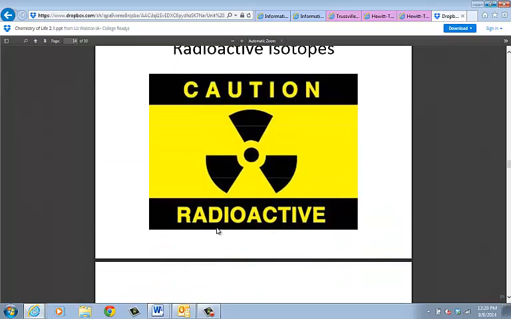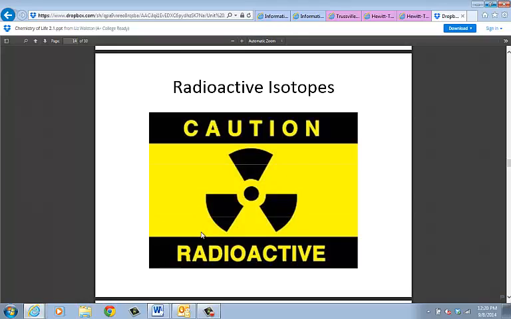All right, and we already talked about radioactive isotopes. Most isotopes are radioactive. Like I said, they have a different number of neutrons than they have of protons. The number of neutrons differs with an isotope, and they normally have the same chemical properties as the normal element, but the physical properties may be slightly different.